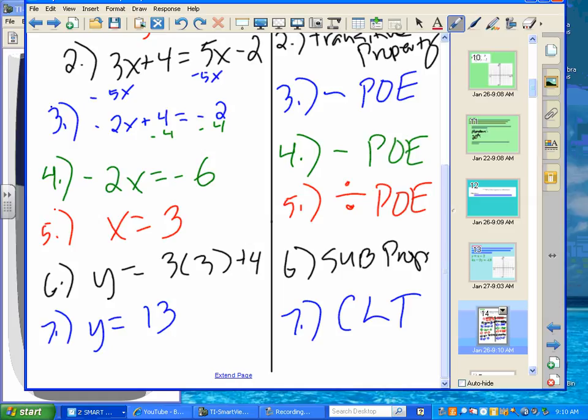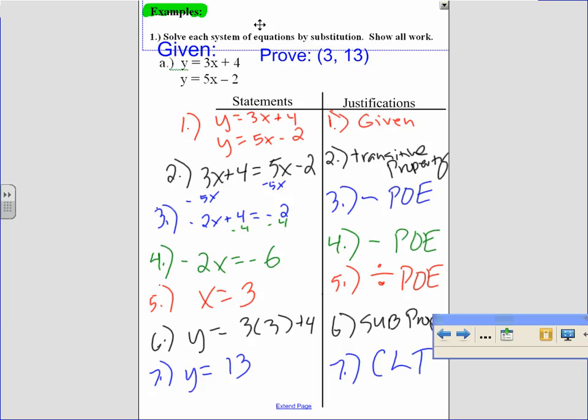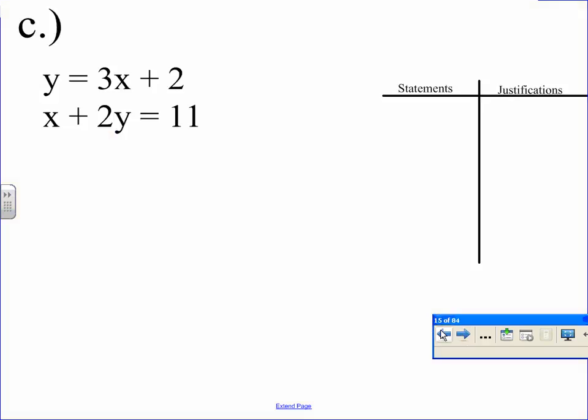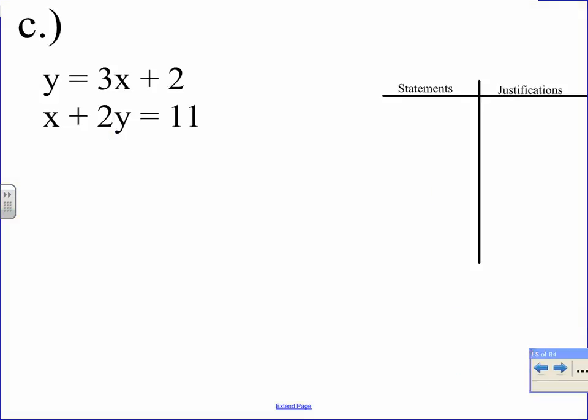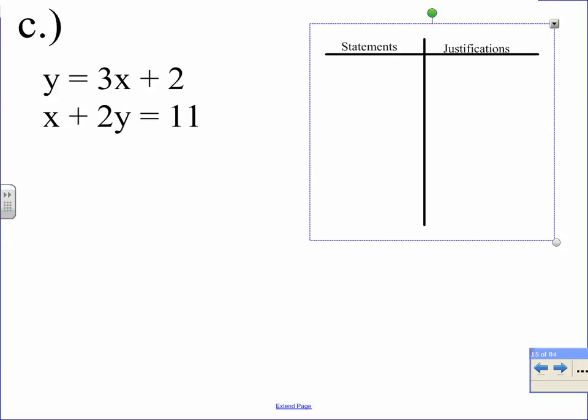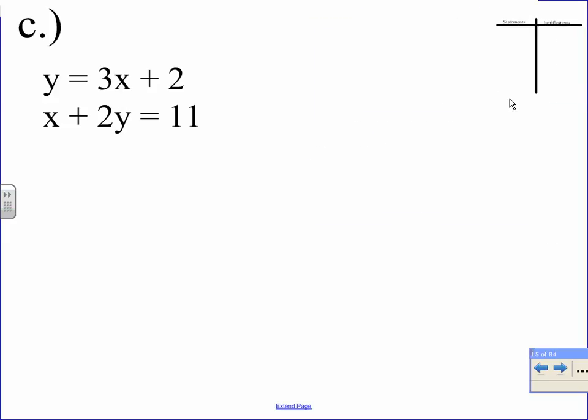Okay. All right, let's now do them without a proof. So let's take a look at letter C. Without a proof, I'm going to move this here. All right, would this be a transitive or substitution problem? What kind of problem would that be, Rena? Good. Why is it substitution and not transitive?